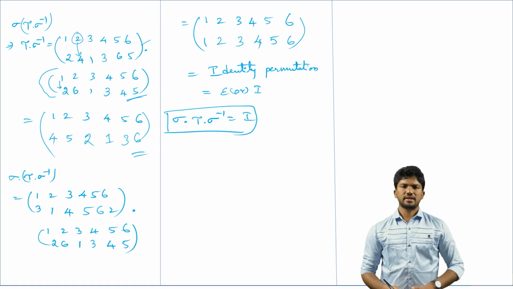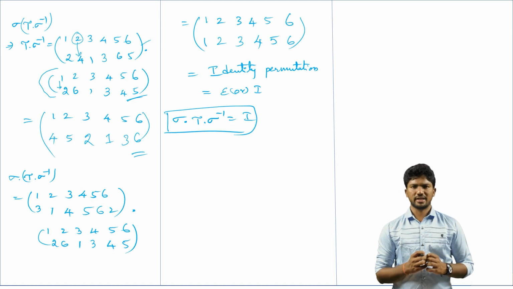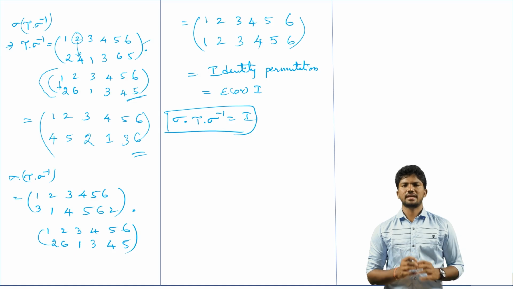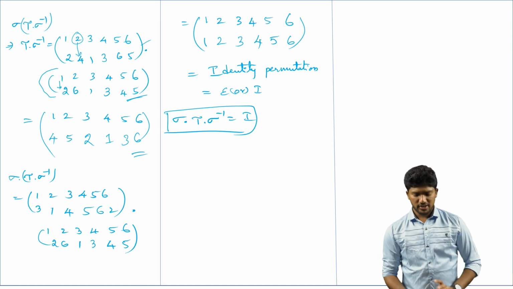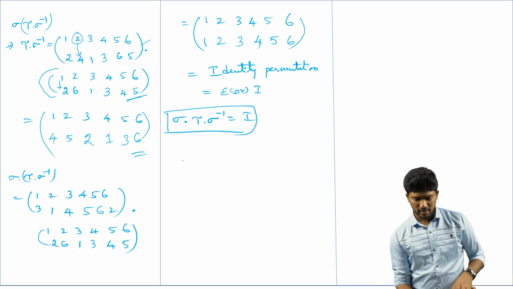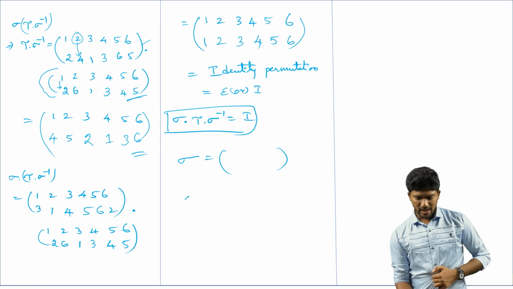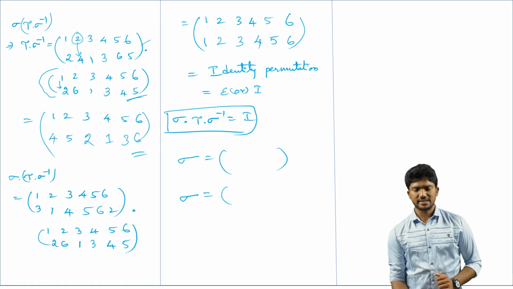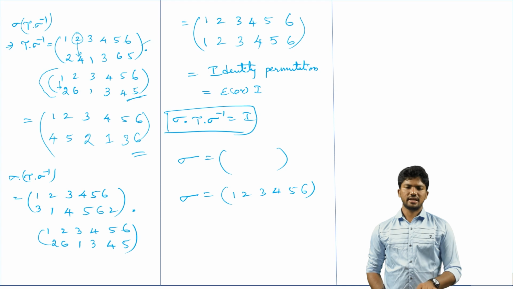In this format, in the examination, if you get any question based on permutation multiplication, you have to follow the same procedure. In the same manner, the same question, if they ask in this format, instead of giving the arrow notation, the same permutation they will also ask in this format, and sigma is equal to 1 2 3 4 5 6. Okay, they will ask in the cycle notation.